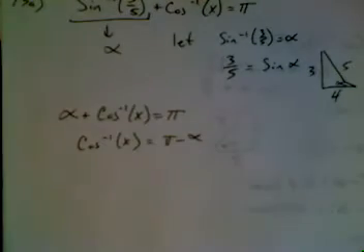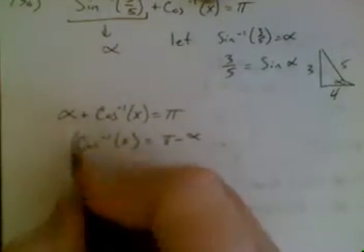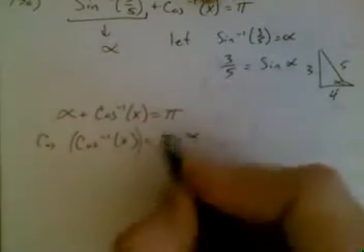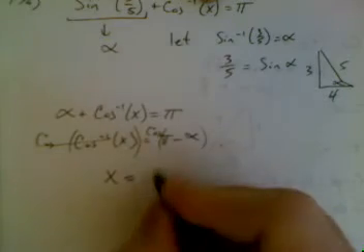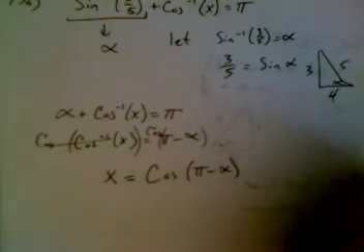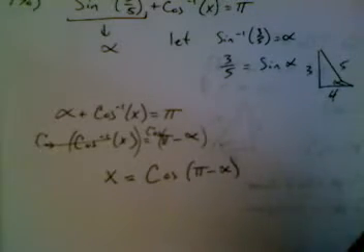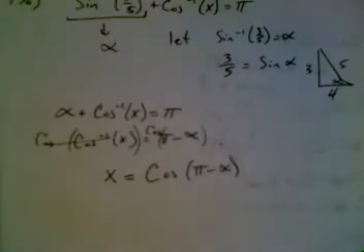Well, how do I eliminate the inverse trig function? I take the cosine of both sides. Again, to get rid of the inverse function, I'm going to take the cosine of this side and the cosine of this side. These cosines are going to cancel and I'm left with x equals cosine of pi minus alpha. Now, this is great for us. Unfortunately, it's not a single angle. I don't know what x is equal to at this point.